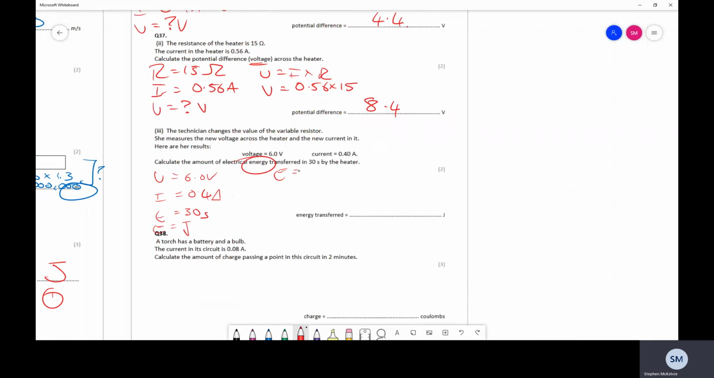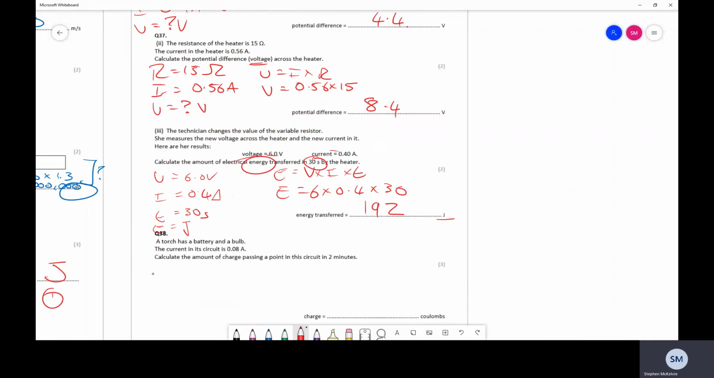The equation we want is E is equal to V times I. We're going to substitute our numbers in. It'll be 6 times 0.4 times 30. 6 times 0.4 times 30 equals 192 joules. And I'm looking, there's nothing extra, there's nothing weird. Checking my answer, all is well.